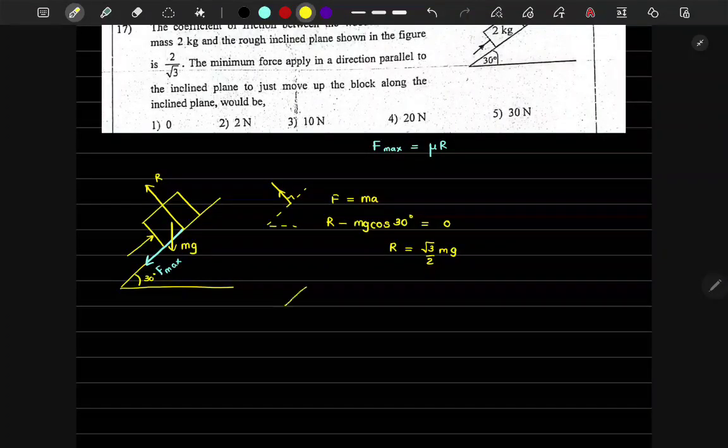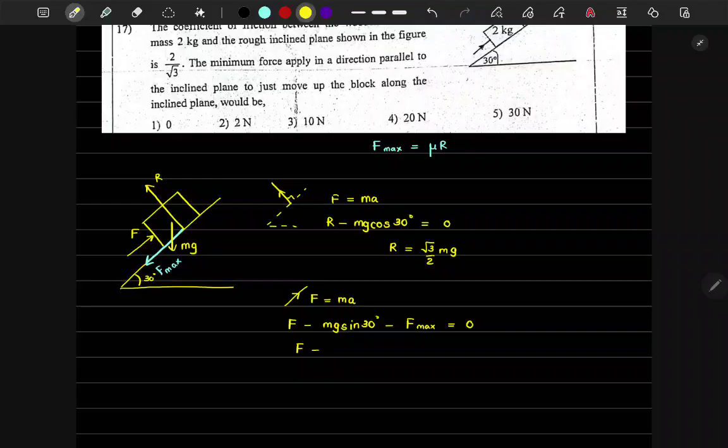Then we can apply F equals ma along the inclined plane to figure out what the force should be, what the minimum force needs to be. So F minus, now we have to consider a component of the weight as well, mg sin 30 along the inclined plane, minus the maximum friction. That is equal to 0 again, because here they are asking for the minimum force.